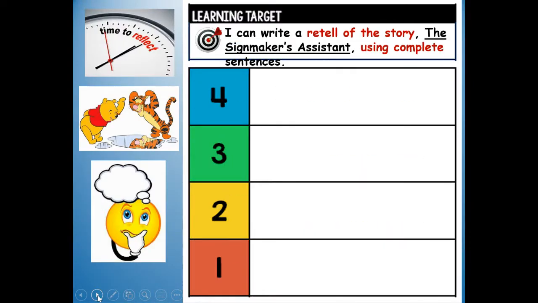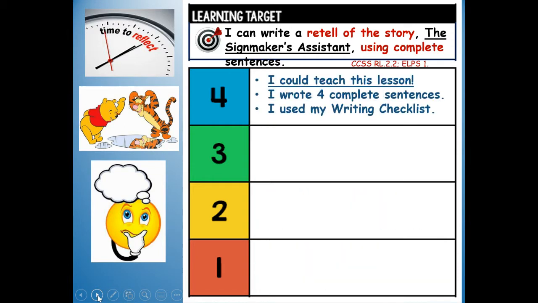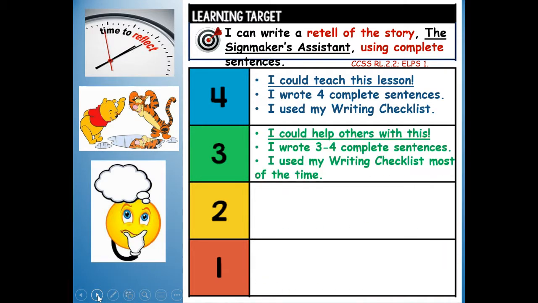So let's rate our learning. How do you think you did? Here's our learning target. I can write a retell of the story, The Signmaker's Assistant, using complete sentences. How do you think you did? Would you give yourself a 4? I could teach this lesson. I wrote 4 complete sentences and I used my writing checklist. If so, put a 4 at the top of your paper. Or would you give yourself a 3? I could help others with this. I wrote 3 to 4 complete sentences and I use my writing checklist most of the time. If so, give yourself a 3 at the top.